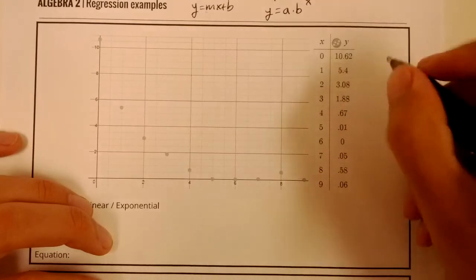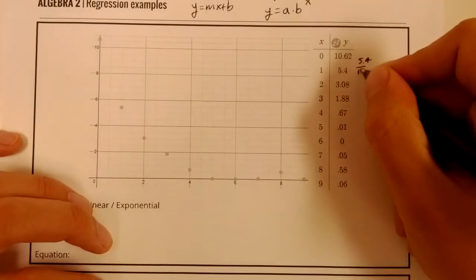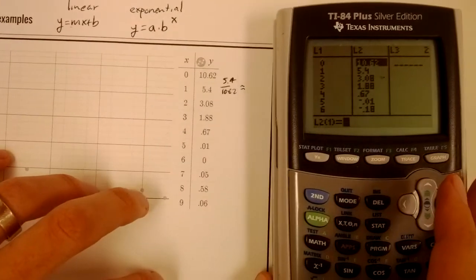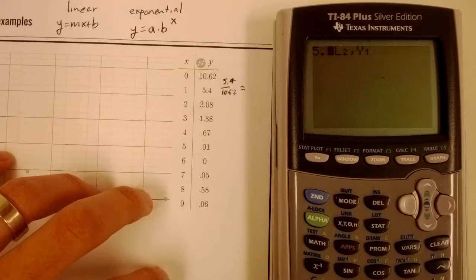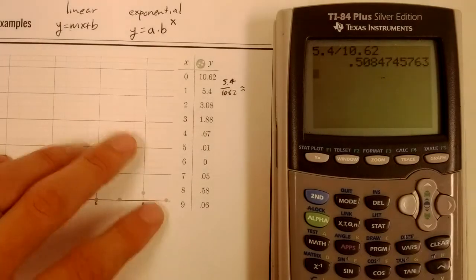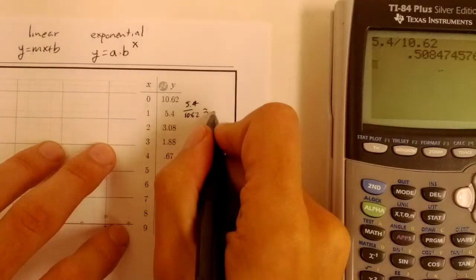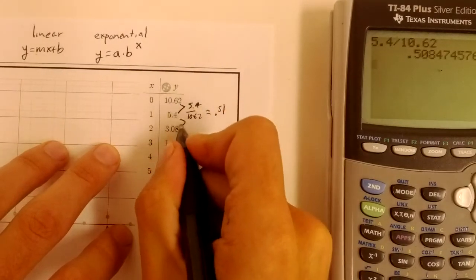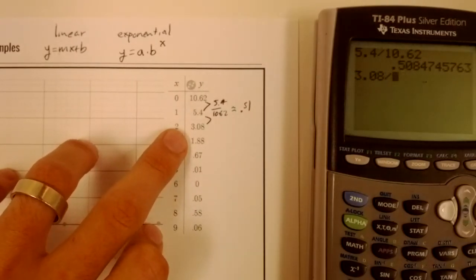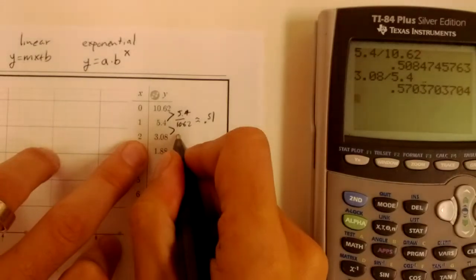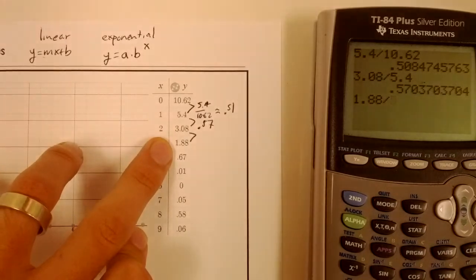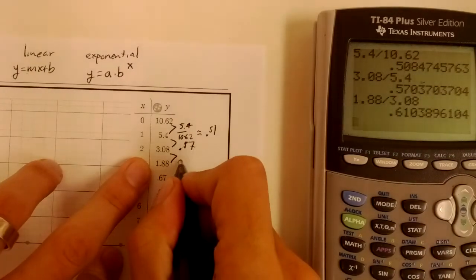So when I do 5.4 divided by 10.62, that comes out to, let's see, a calculator. No reason you have to do this in your head. See, 5.4 divided by 10.62 would be about 0.51. Right, if I divide those guys, 3.08 divided by 5.4 gives me about 0.57. Pretty similar number. If you keep going, 1.88 divided by 3.08, I get about 0.61, a little bit bigger.